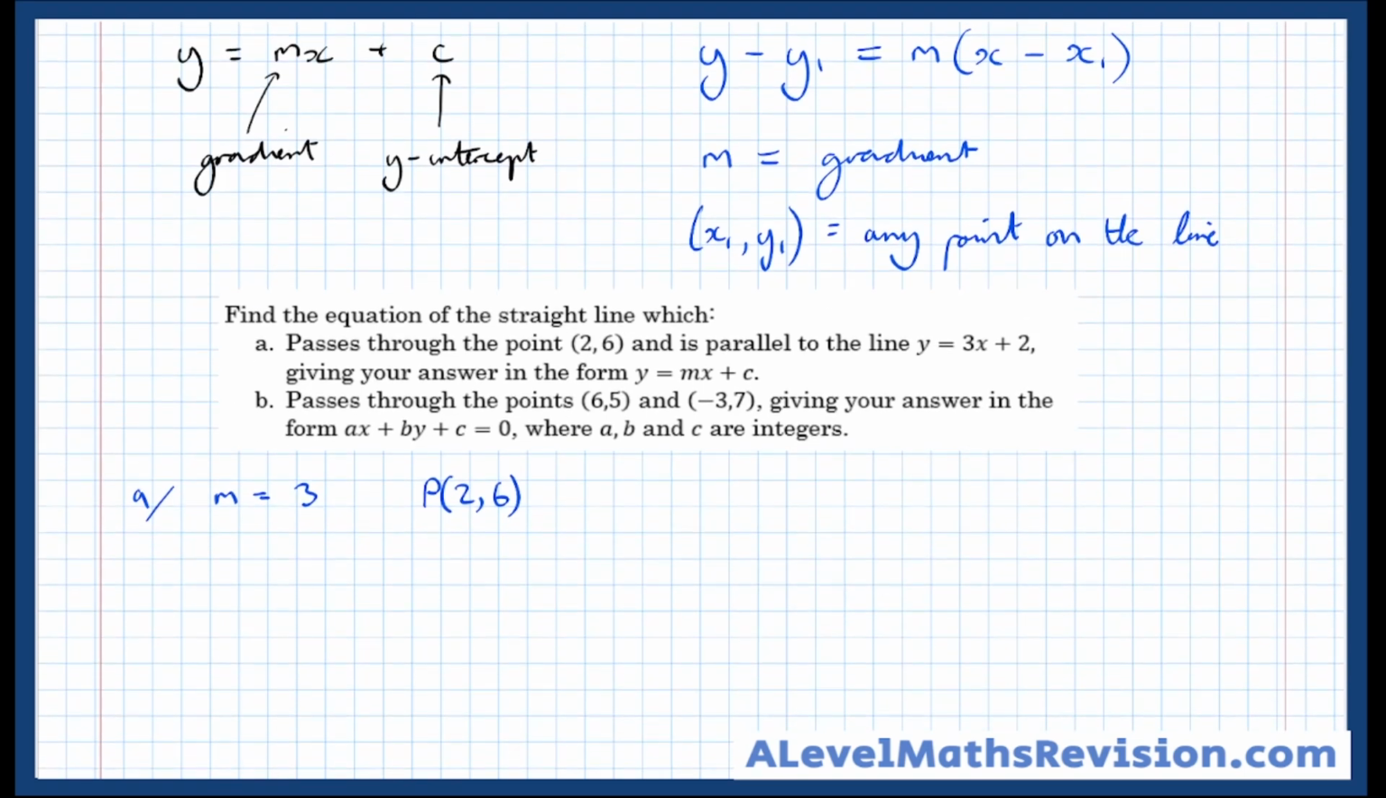Right, so now let's use this new equation. We've got y minus the y coordinate that we're given equals m times x minus the x coordinate that we're given. And if we multiply that out, we get y minus 6 equals 3x minus 6. Which means that, rearranging it in the form given, which is y equals mx plus c, y equals 3x.